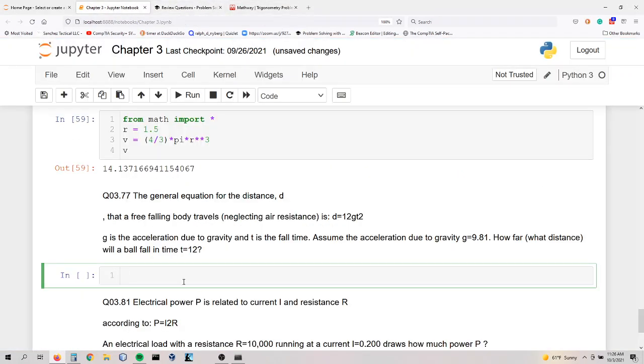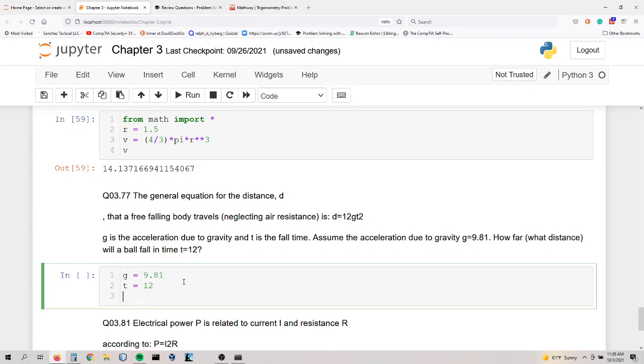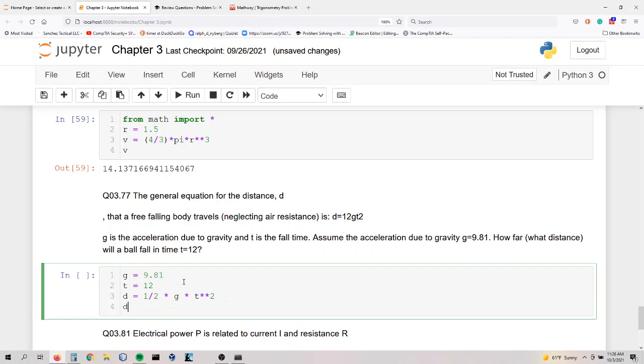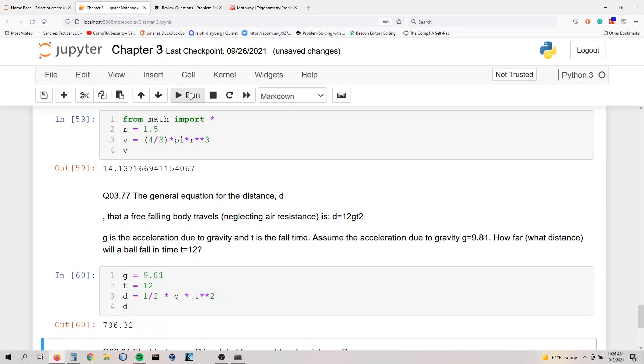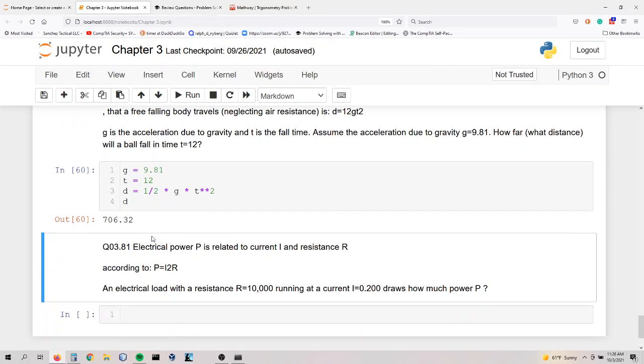Okay. So here we could set G is equal to 9.81. Here we could set T is equal to 12. And then the distance is equal to 1/2 times G, right, times T raised to the second power. And then give us the distance. Alrighty. So 706.3 meters, or whatever it is that we're calculating by, because they don't give us units.